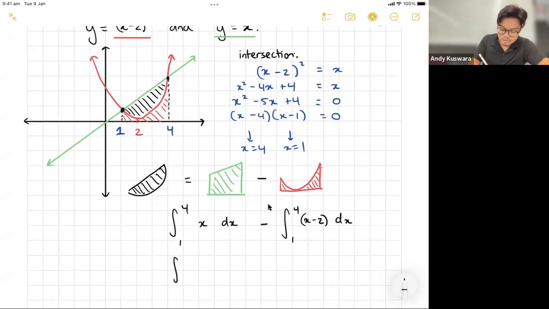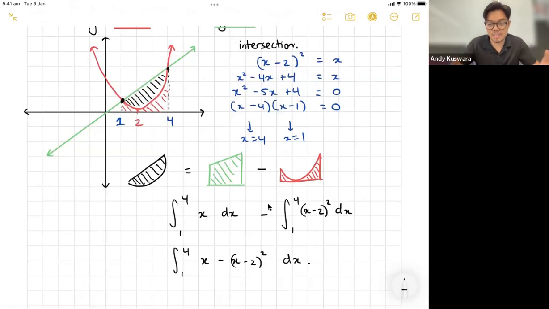Now, if I really wanted to, I could mush it into one because we're using the same bounds. So it's just going to be x, take away, whoops, I should have written a square there, my bad. So it's just going to be x take away (x minus 2) squared dx. And then at this point, you'll expand it, collect like terms, and you can integrate.